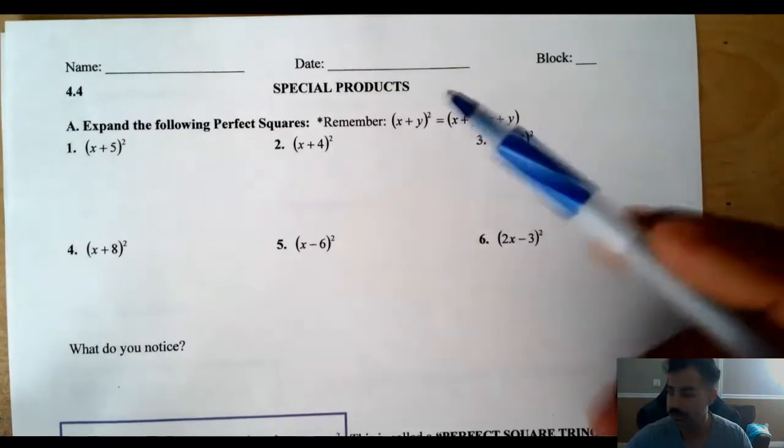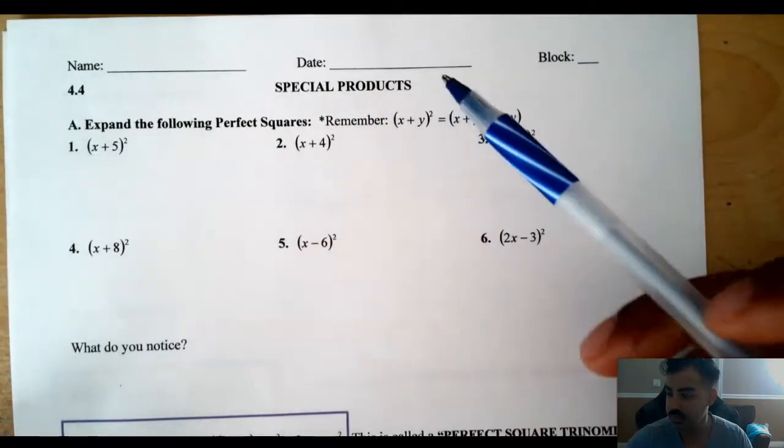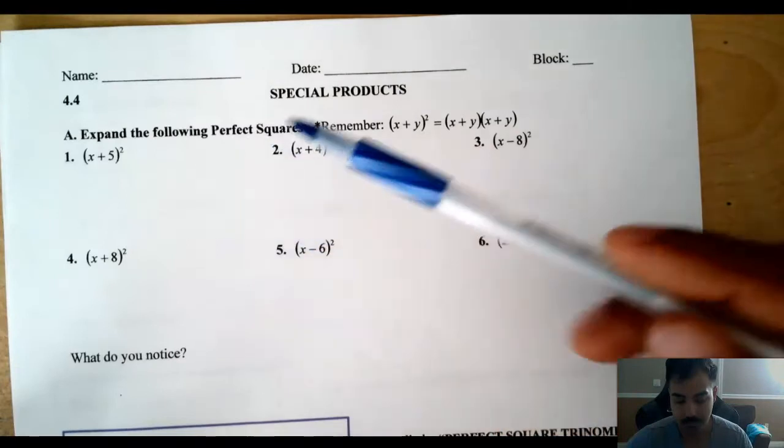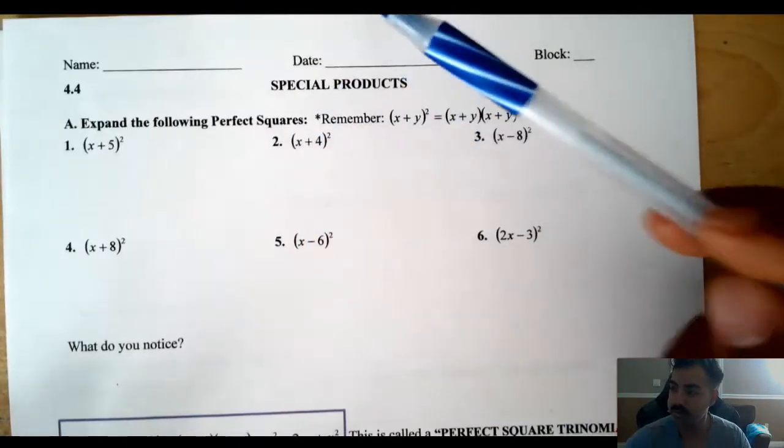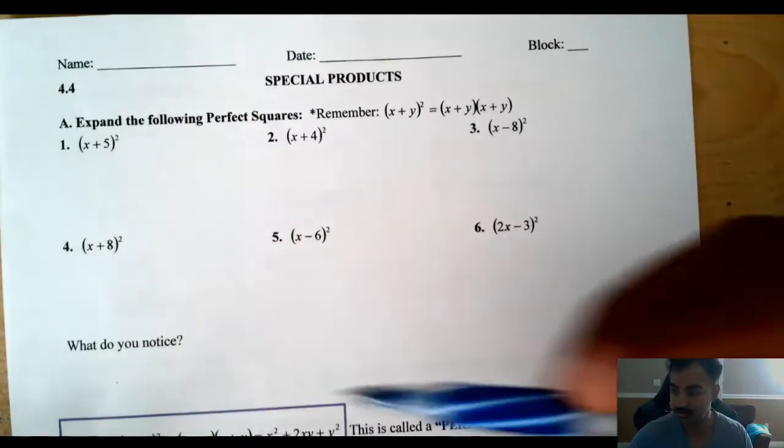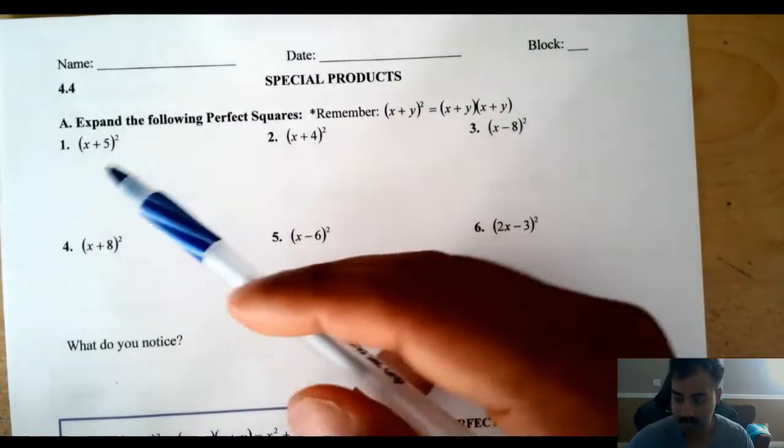Okay, so section 4.4, special products. We're going to be looking at some rules that you can memorize to make your life a little bit easier and faster. So let's look at A here.